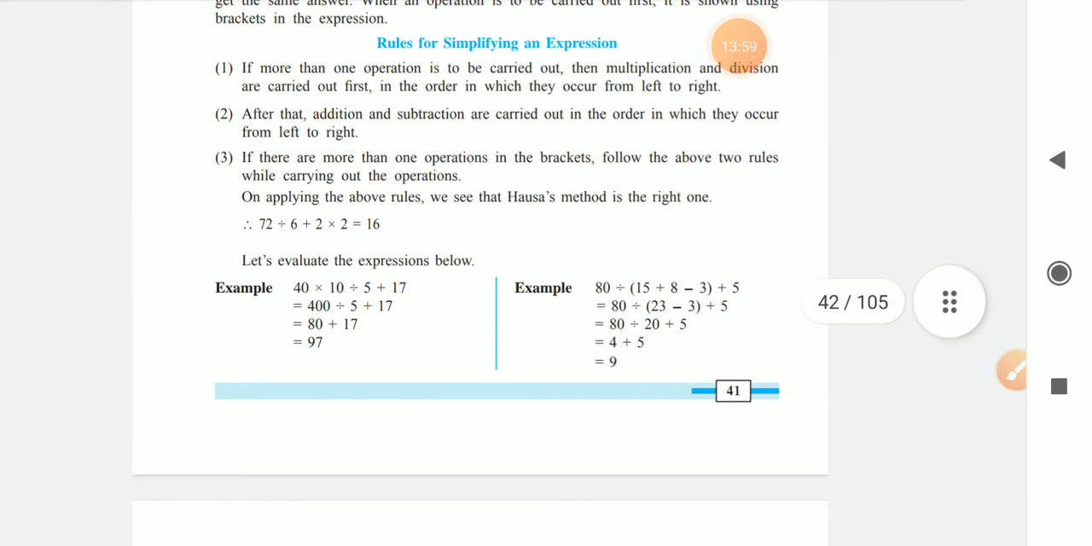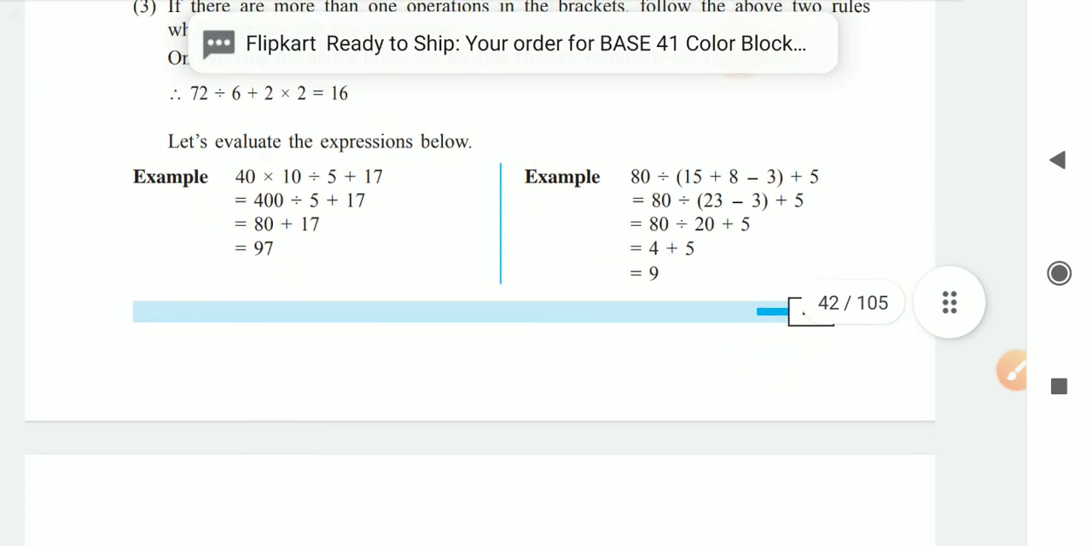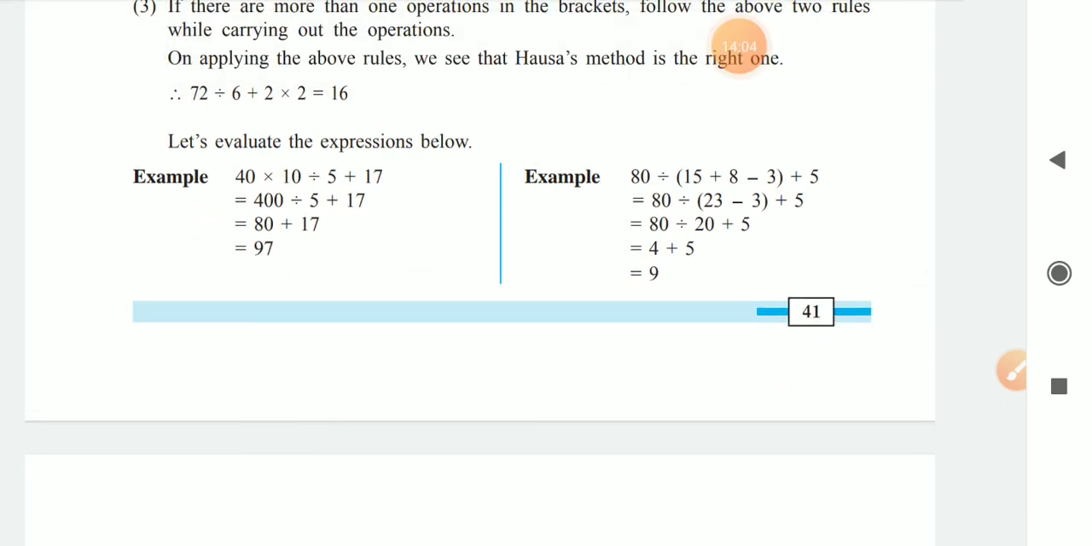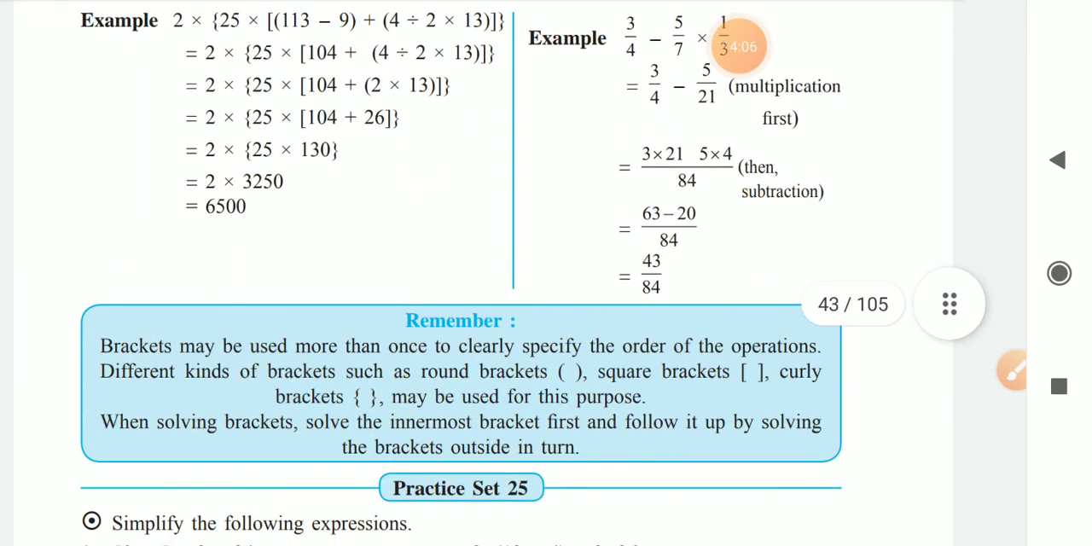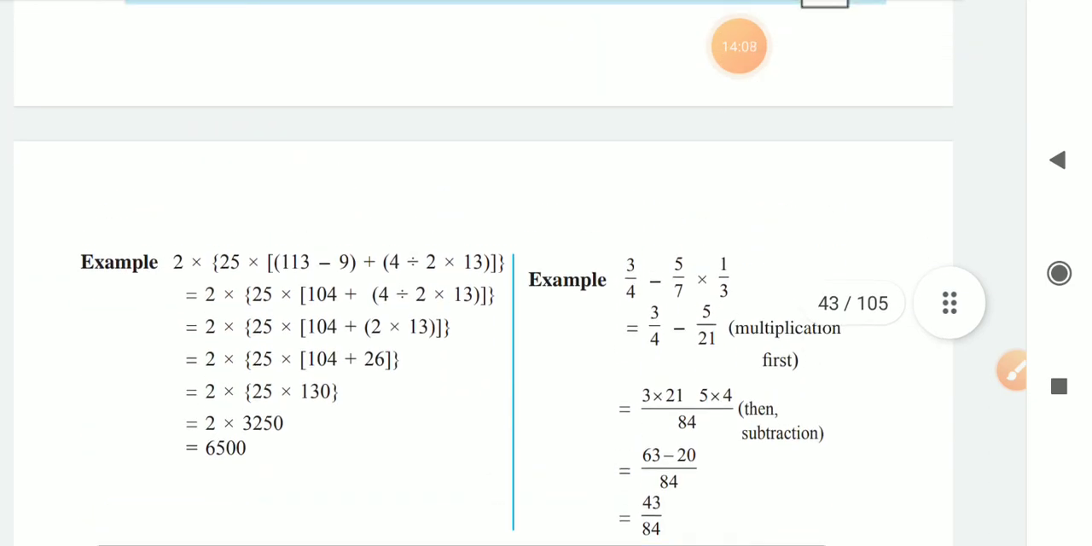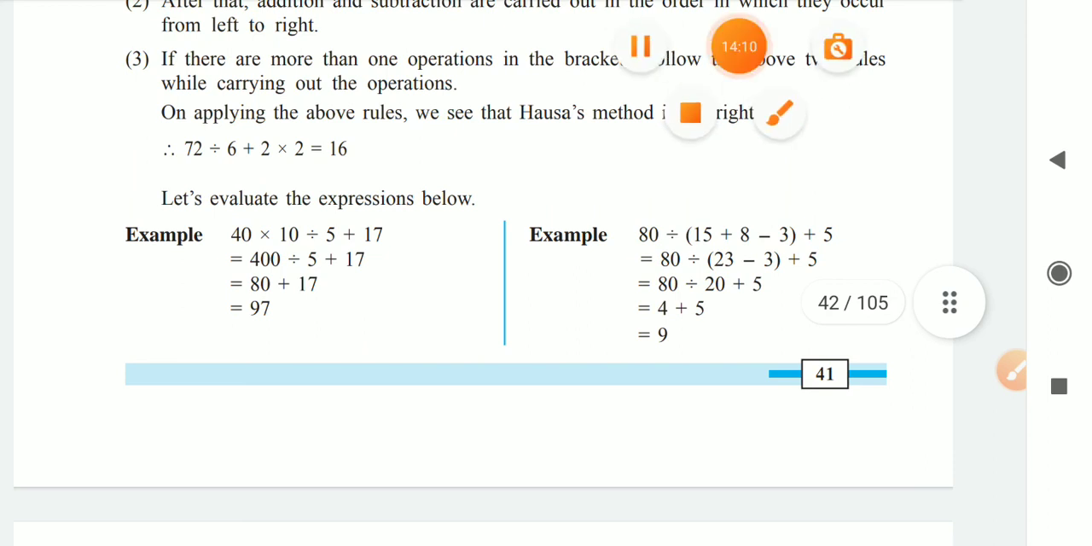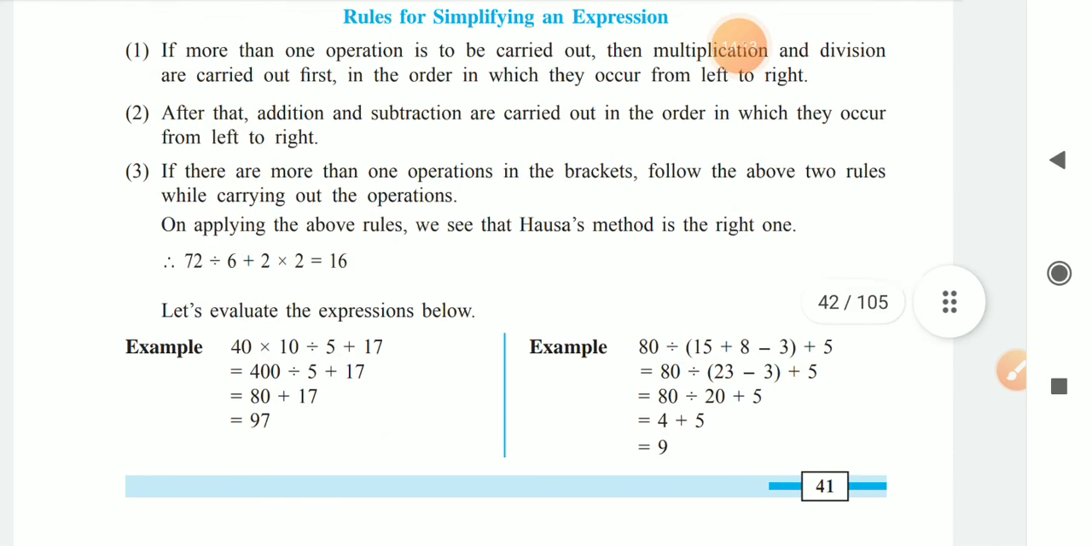Now these 4 examples are there. That examples we will see in tomorrow's lecture. Today we will stop here only.